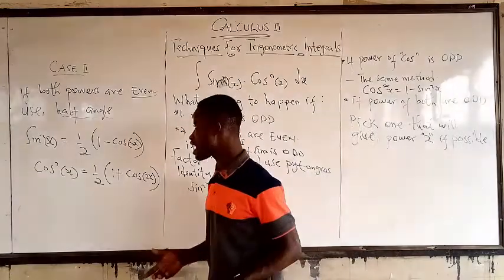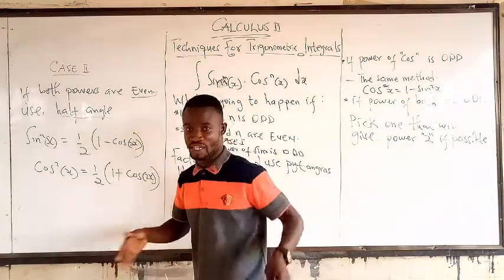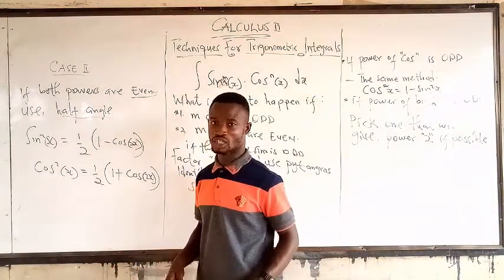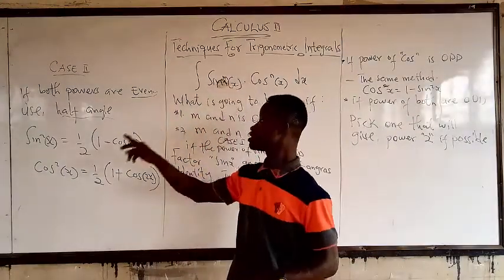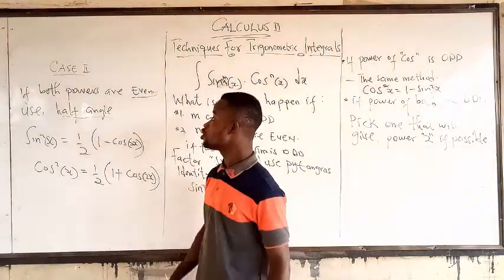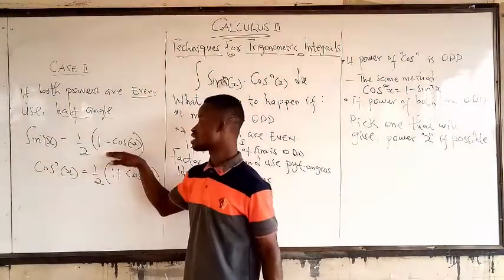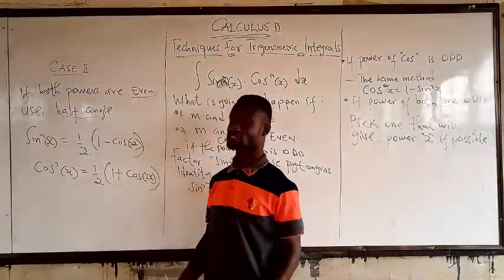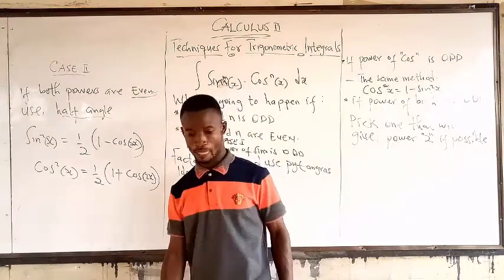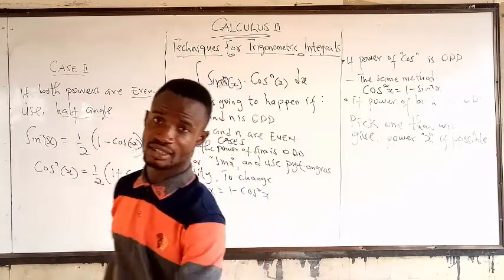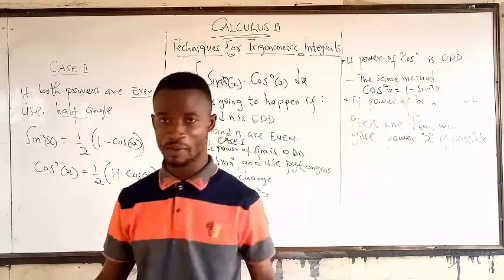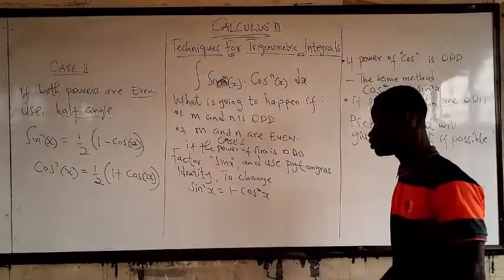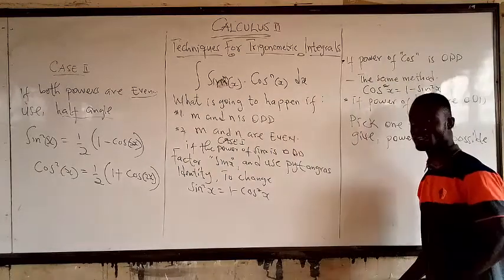So with half angle, if both are even, that's what we are talking about. If m is even and n is even, you will use half angle. You know half angle for sine in this, half angle for cos in this. That's all. Very good. You are going to look at all the cases and see how the questions are going to be. So please make sure you jot a good note. Alright? Very good.